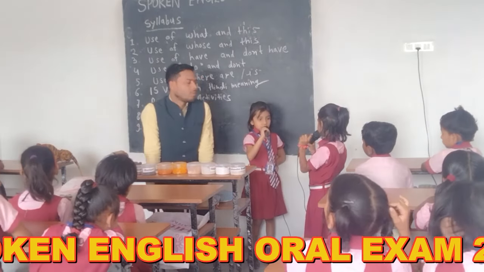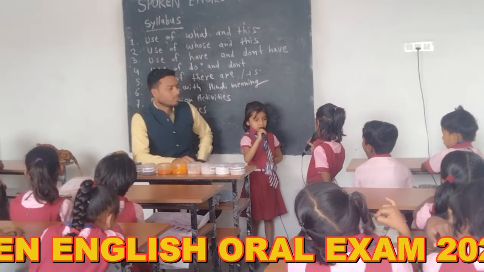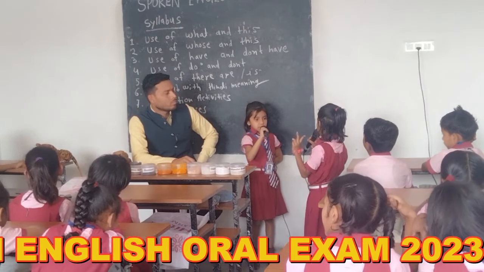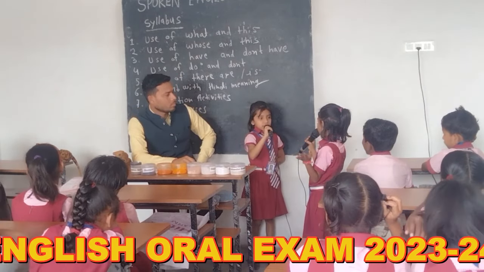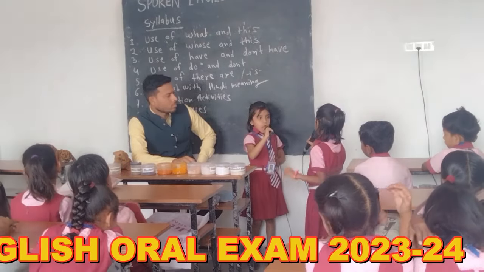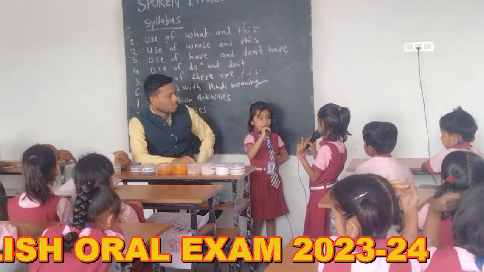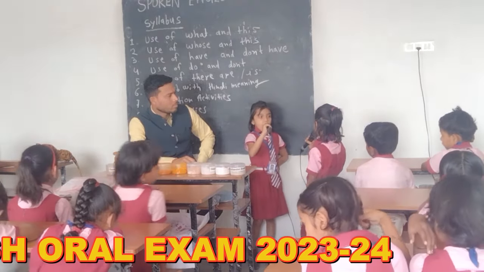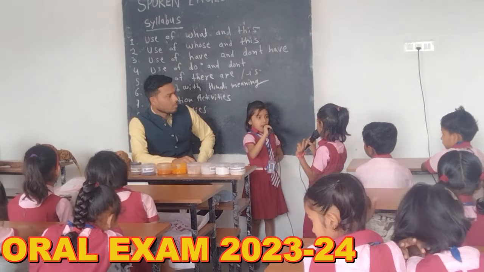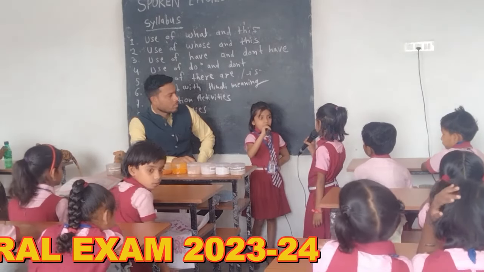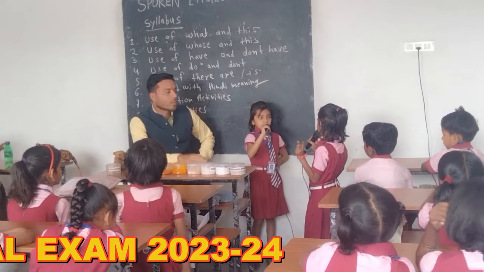Have you elbow? I have elbow. How many elbows do you have? I have 2 elbows. Have you chest? I have chest. How many chest do you have? I have 2 chest. Have you leg? I have leg. How many legs do you have? I have 2 legs. Have you thigh? I have thigh. How many thighs do you have? I have 2 thighs. Have you knee?